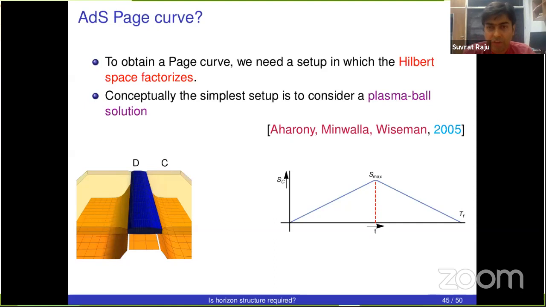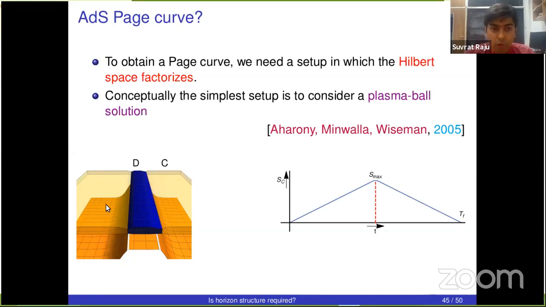It's a setup that was described by Shiraz and Ofer and Toby many years back. Their setup was that of a plasma ball, which looked at a black hole that was localized in the transverse directions. This corresponds to some lump of the deconfined phase that's localized, surrounded by some region of the confined phase.